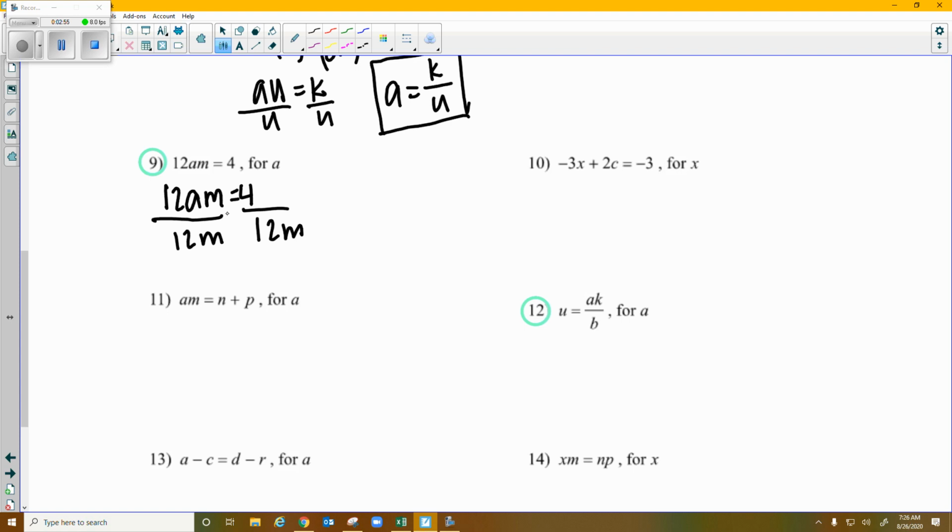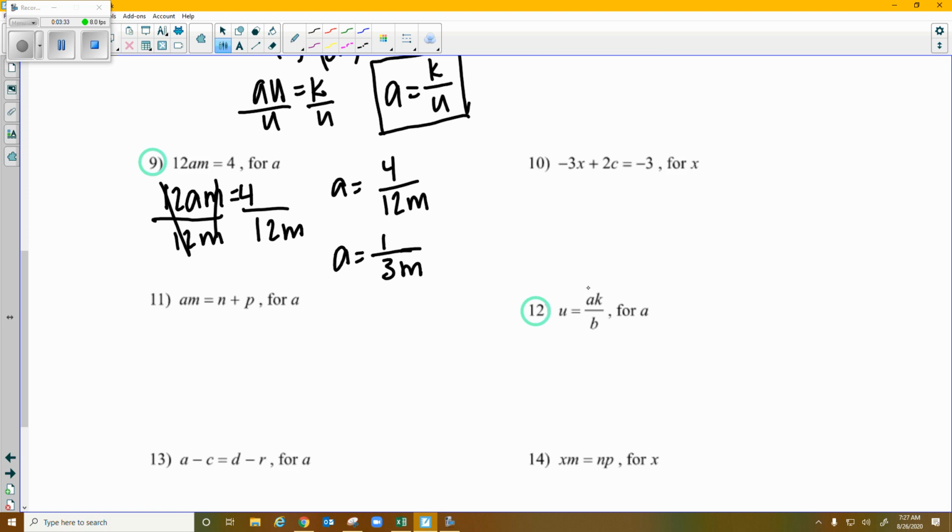But here's the conversation that we need to have. So this cancels, and you're left with A equals 4 over 12M. But we would never leave a fraction as 4 over 12. So make sure that if you have a fraction, that you simplify it. I had a lot of people that didn't simplify on their quiz, and we didn't take points off this round. But, I mean, y'all need to be simplifying your fractions. So that would be 1/3 m, and that m is on the denominator. Okay, it can't be 1/3 times m because that's not what's happening.